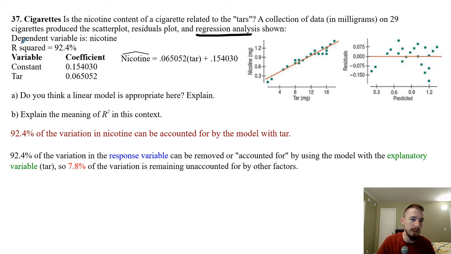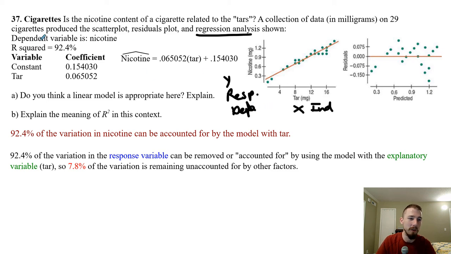They're telling us the dependent variable is nicotine. So the dependent variable is going to be our response variable, because the dependent variable is the one that's dependent on the other one. Down here you have your x-axis, which is the independent, and then over here you have the dependent, which is the y-axis. We also call it the response variable, and apparently they're calling it dependent as well.